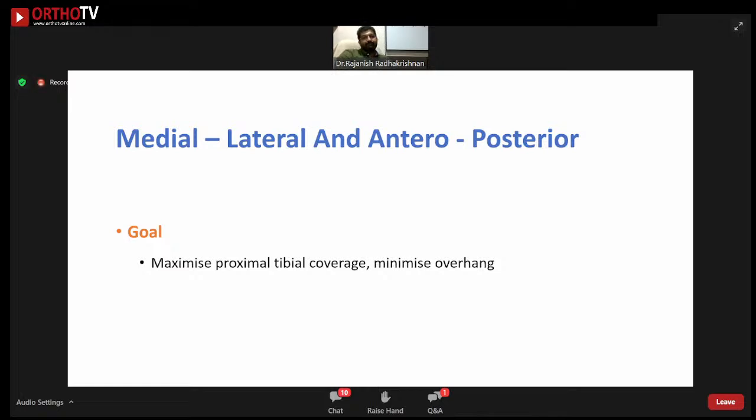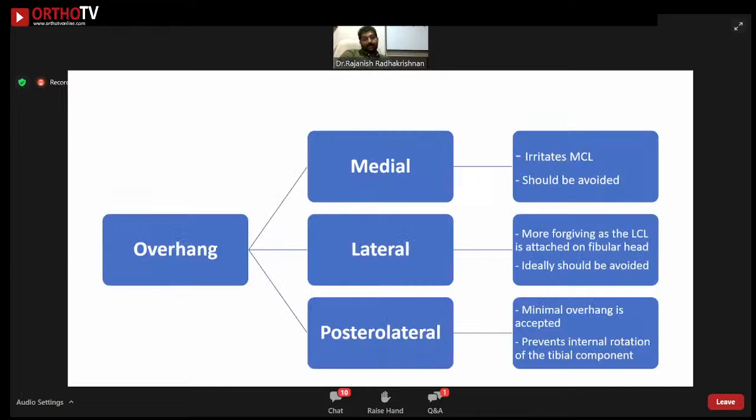Why? Because if you create an overhang, it will irritate the soft tissues as well as the tendons and ligaments. Where can you accept an overhang? Why has this concept come? Because for each femur size, there usually will be one tibia size below, equal, and one size above.